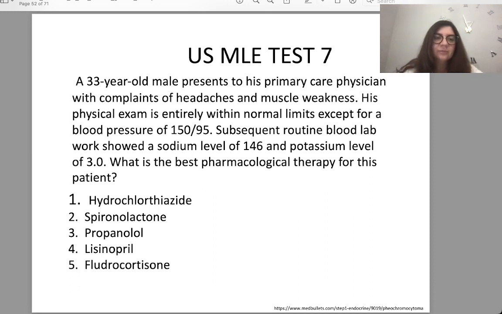Test 7. A 33-year-old male presents to his primary care physician with complaints of headaches and muscle weakness. His physical exam is entirely within normal limits except for a blood pressure of 150 by 95. Subsequent routine blood lab work showed a sodium level of 146 and a potassium level of 3. What is the best pharmacological therapy for this patient? First, hydrochlorothiazide. Second, spironolactone. Third, propranolol. Fourth, lisinopril. Fifth, fludrocortisone.